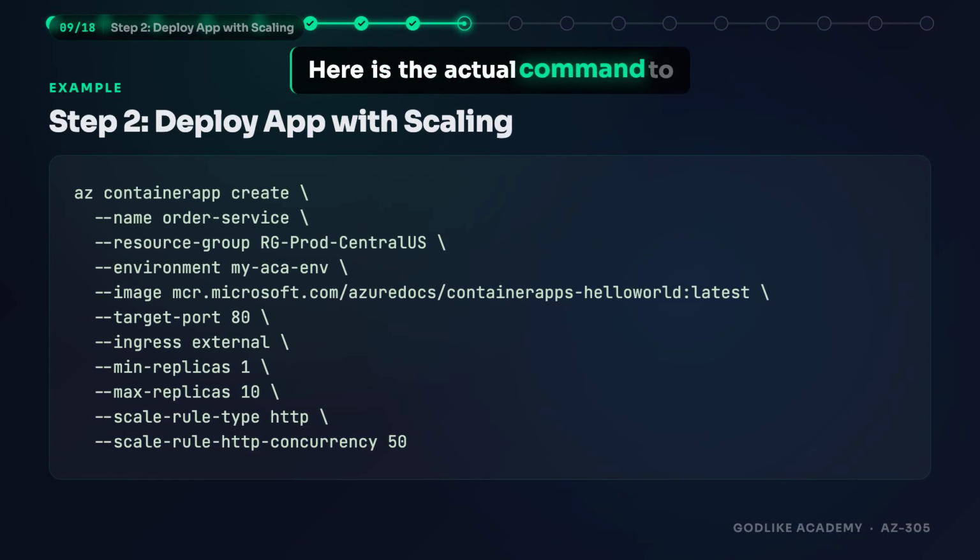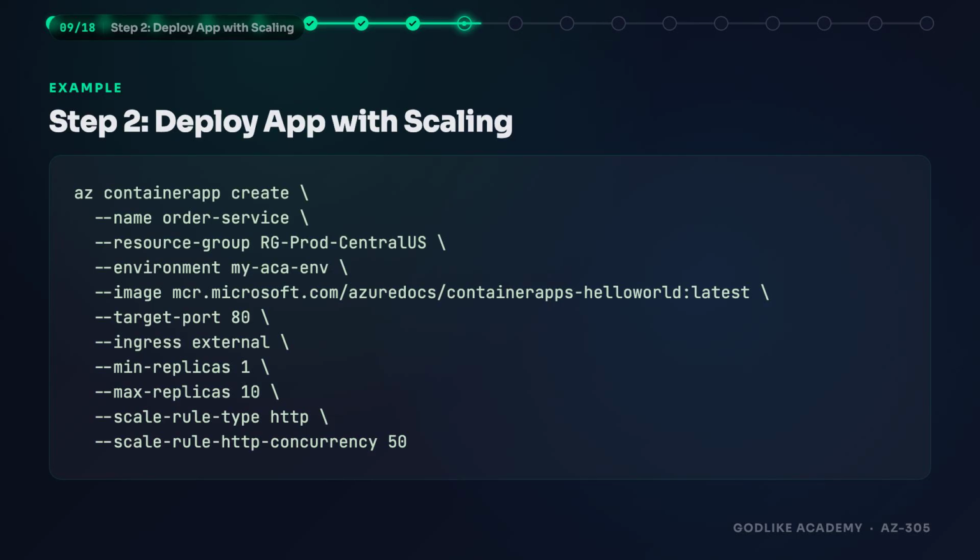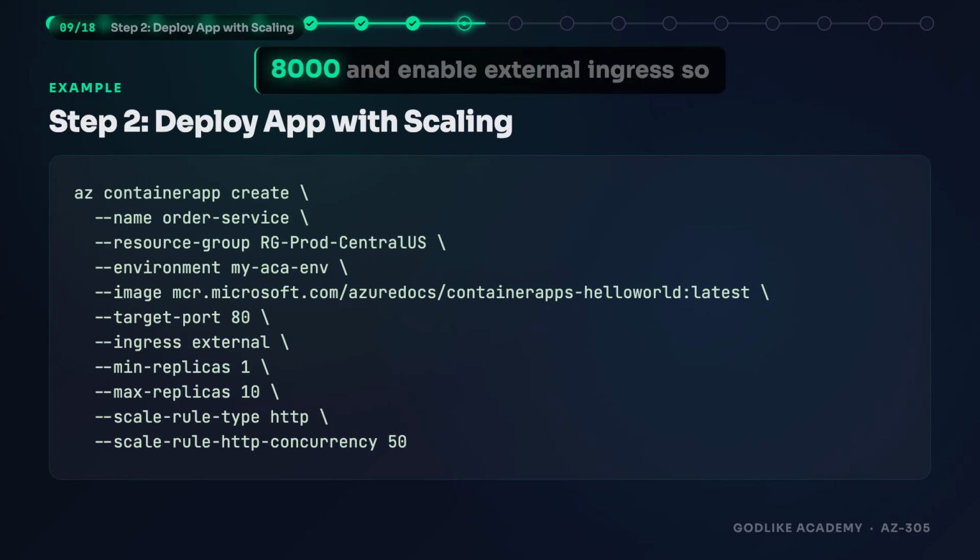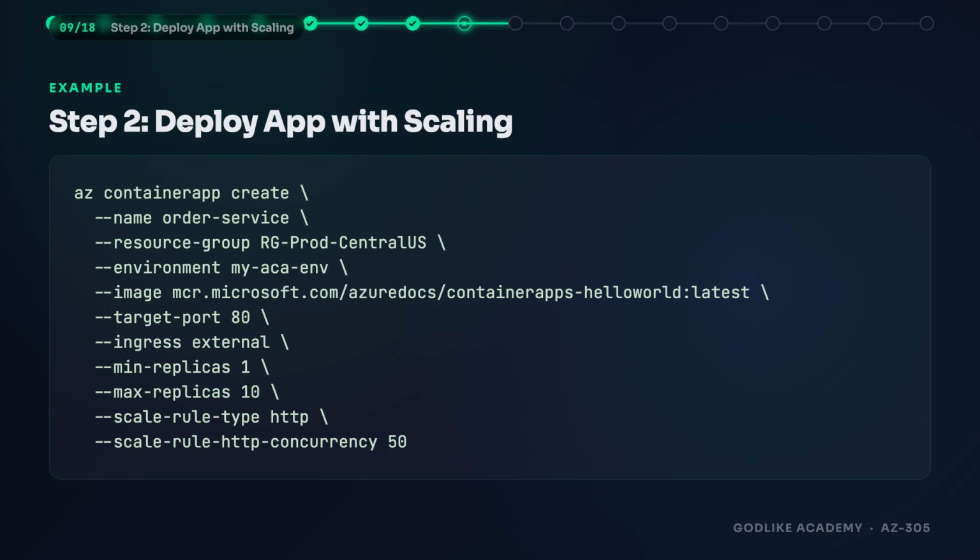Here is the actual command to deploy the app using az containerapp create. We link it directly to the environment we just created and point the image to a public registry. We set the target port to 8000 and enable external ingress so users can reach it. Crucially, we configure scaling rules with a minimum of 1 replica to avoid cold starts, a maximum of 10 replicas, and a concurrency threshold of 50 requests per replica.